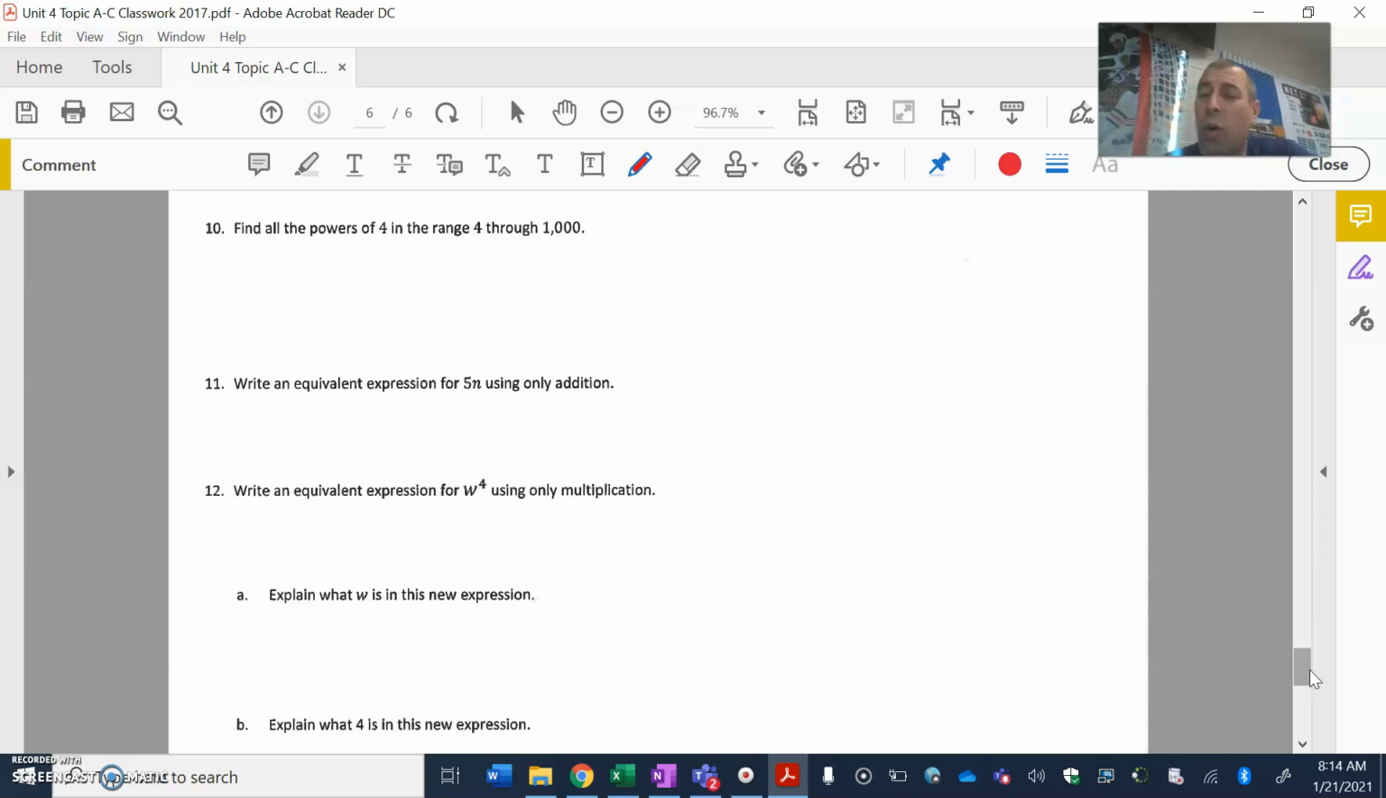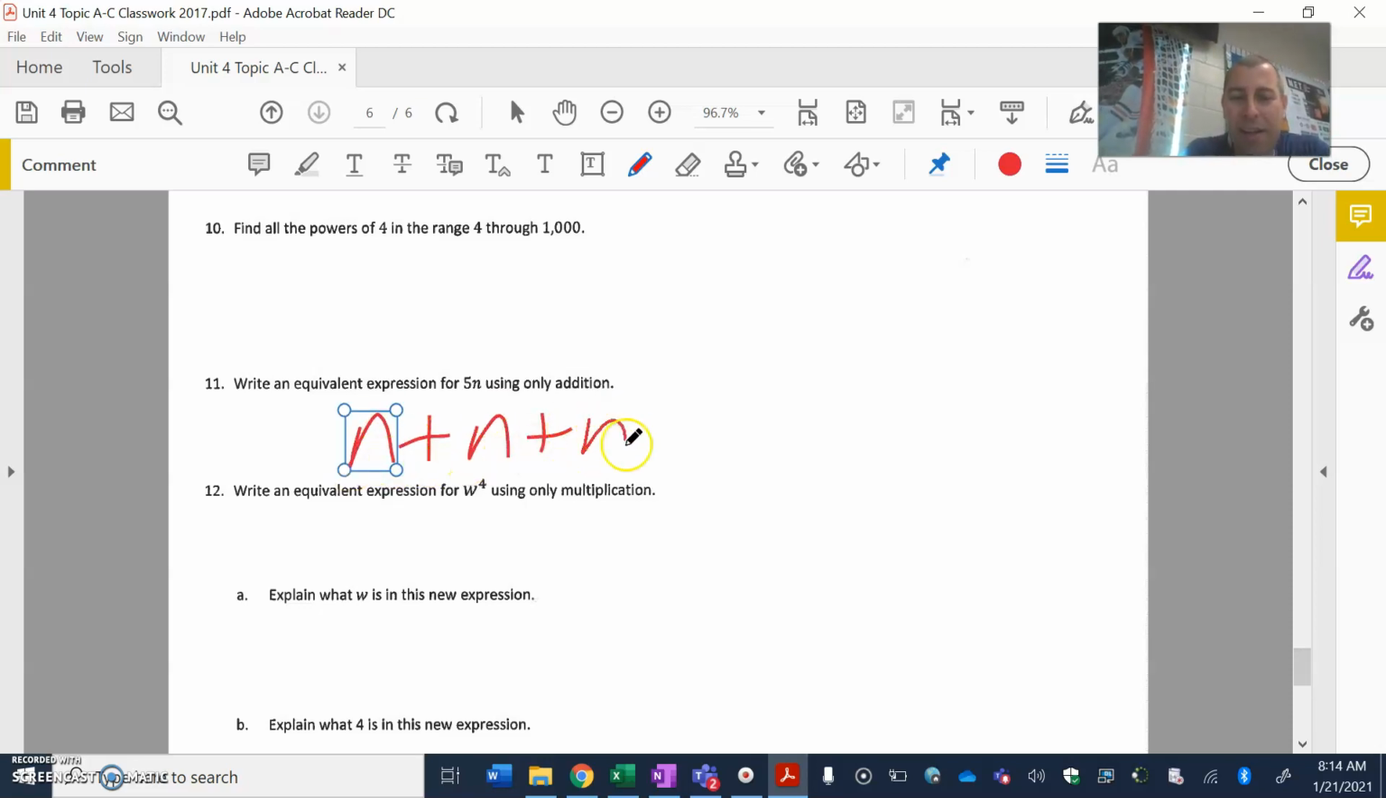In question 11, write an equivalent expression for 5n using only addition. So remember, a multiplication problem is repeated addition. How many n's are there? 5 of them there, right? Yeah. So there's your repeat addition that you're doing there. So question 12, write an equivalent expression for w to the fourth power using only multiplication. So I'm going to let you write that one out.